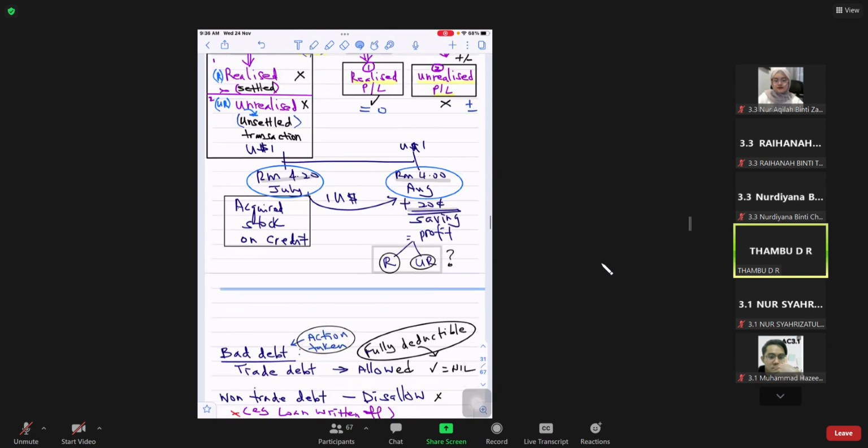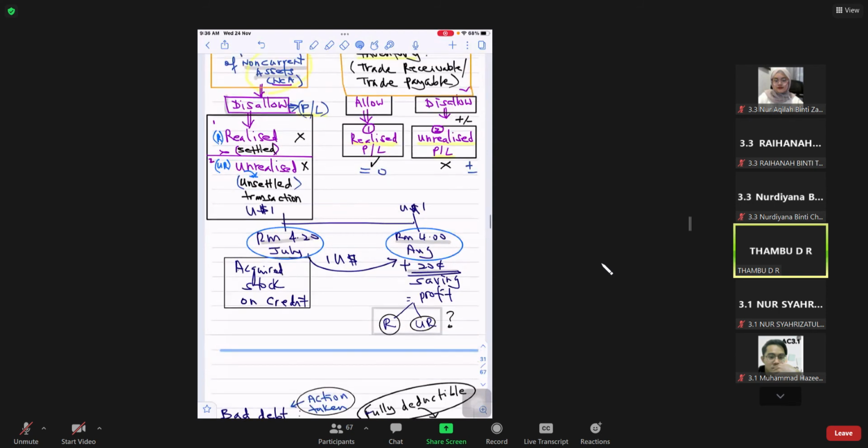What is this word realized, unrealized? Let's say I buy asset at 420. You acquired stock on credit at 420. End of the year, the 420 becomes 400. So I'm going to pay less, saving. That is profit. The profit you have to check whether realized or unrealized. Realized means paid. You already paid this. Unrealized means unpaid.